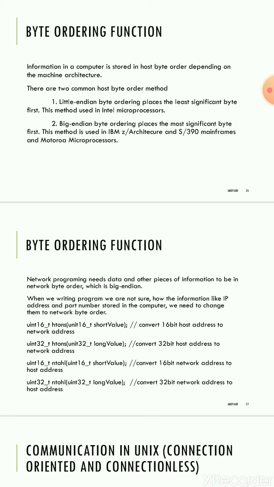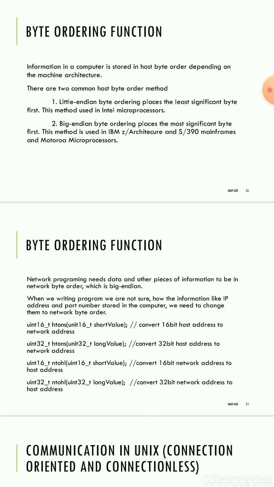Two functions are designed for this purpose. htons, that is host to network short, changes a 16-bit value to network byte order, and htonl, that is host to network long, does the same for a 32-bit value. There are two functions that do exactly the opposite: ntohs, network to host short, and ntohl, network to host long.